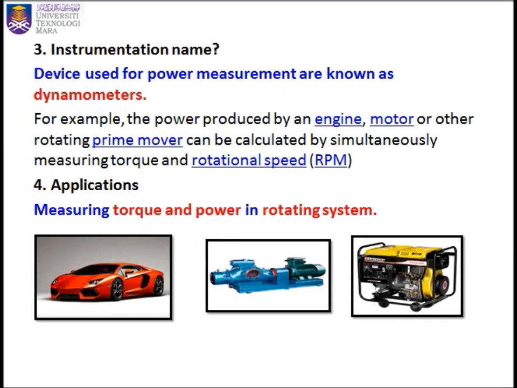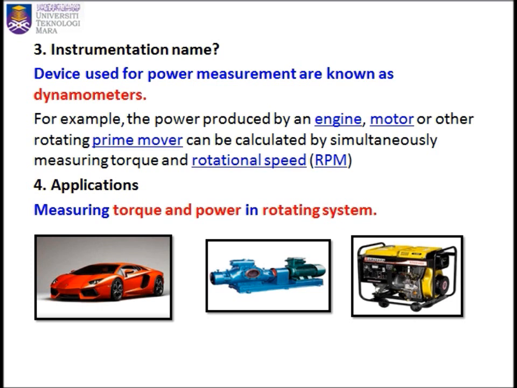Next, how to measure torque? What is the instrument that we use to measure the torque? The instrument is the dynamometer. Dynamometers can also be used to measure power. For example, the power produced by an engine, motor or other rotating prime mover can be calculated by simultaneously measuring torque and rotational speed.